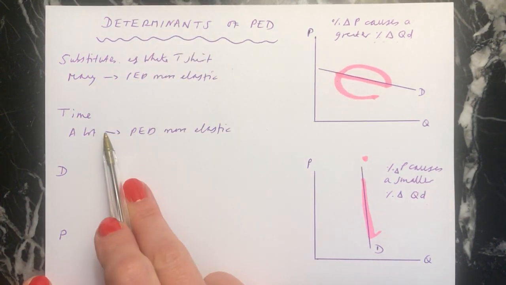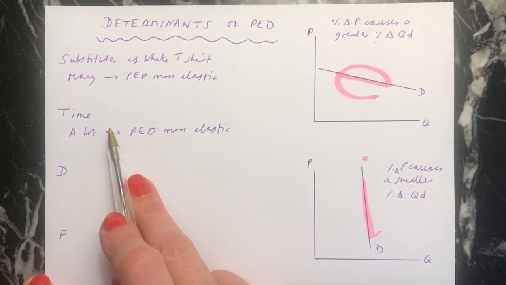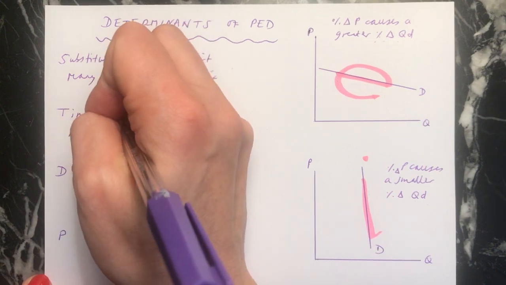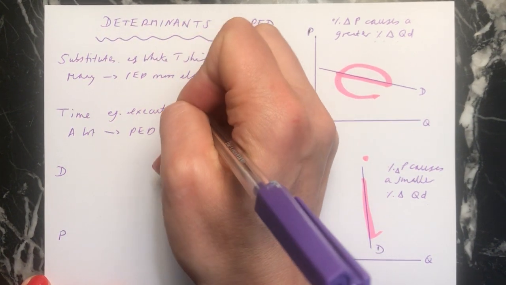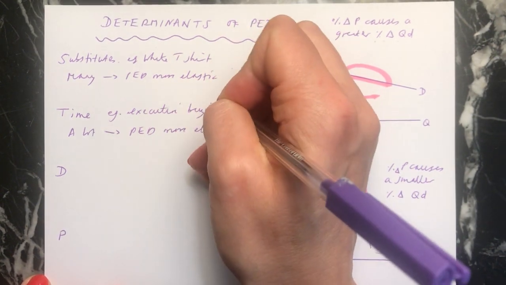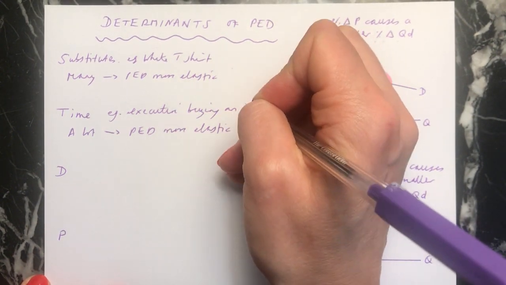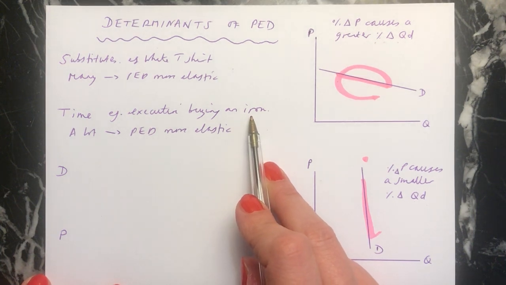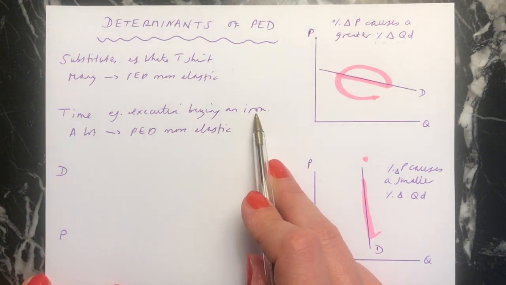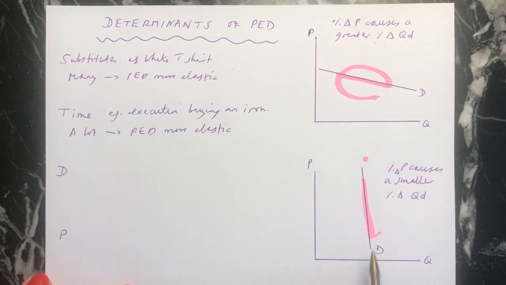So for example, if you're very short on time, say you're an executive and you are buying an iron to do your ironing, and you really need an iron in a hurry, you have very little time, you're working very hard. If you see that the price of the iron has gone up in the shop, you're still going to buy it because you're in a hurry and you have to have the iron now. That would be more inelastic PED.